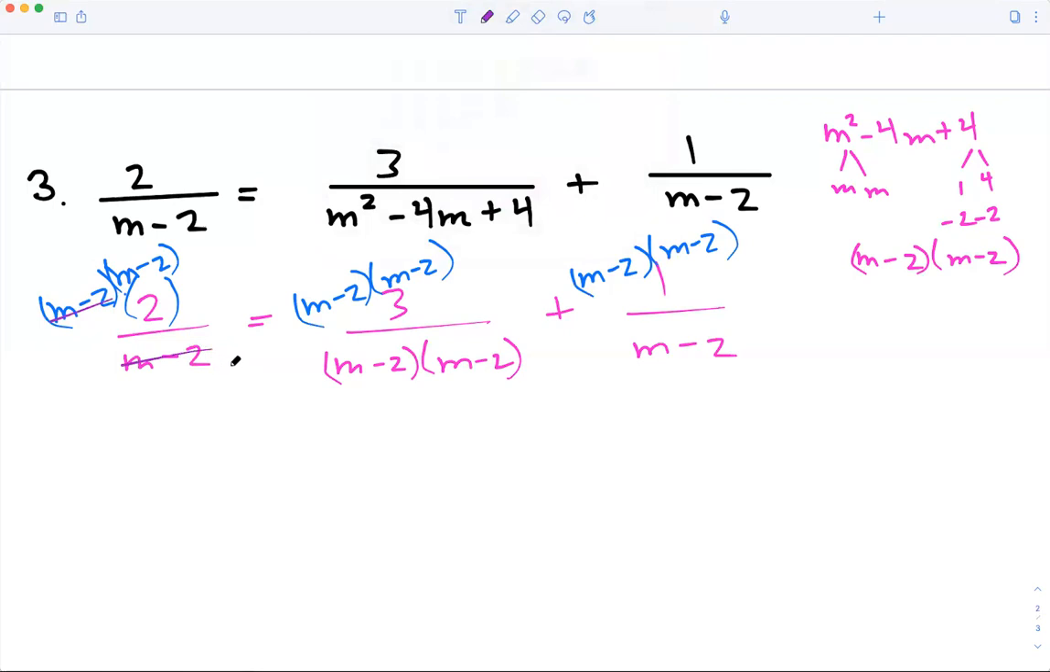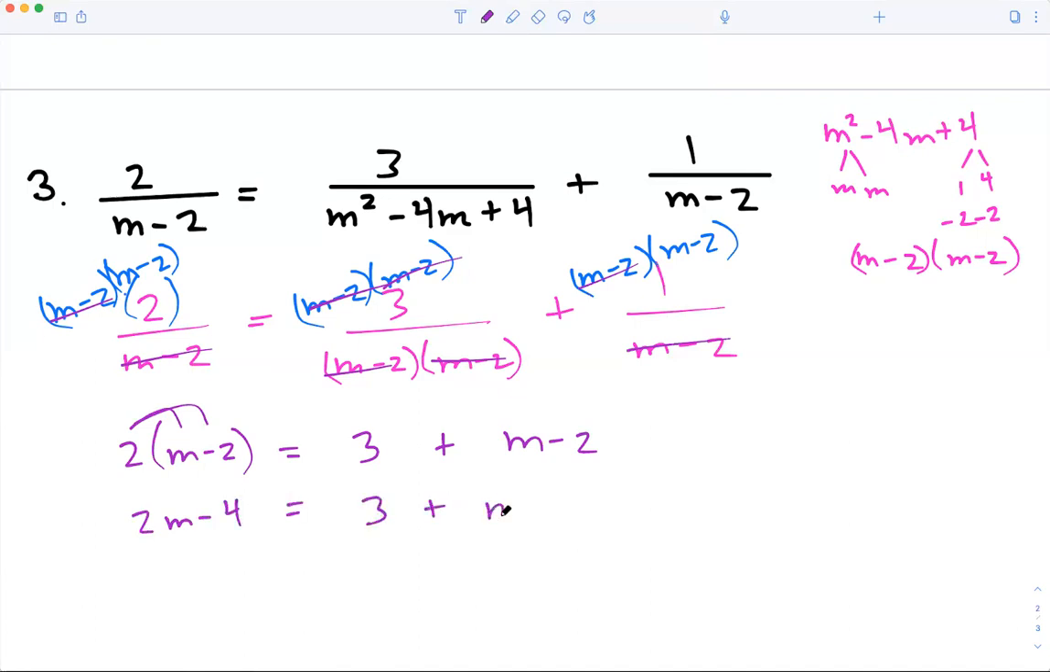Okay, so we can cancel this. We can cancel this. And we can cancel everything there, okay? And then 2 times m minus 2 is what we have left up here. So write that. It's always good to take inventory and see what you have left over. 3 right there, plus 1 times m minus 2, which is just m minus 2. So if we were to distribute that 2 right there, which is what we need to do, that'll simplify that. 2m minus 4 equals 3 plus m minus 2.